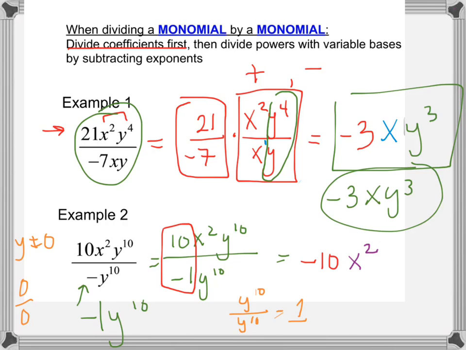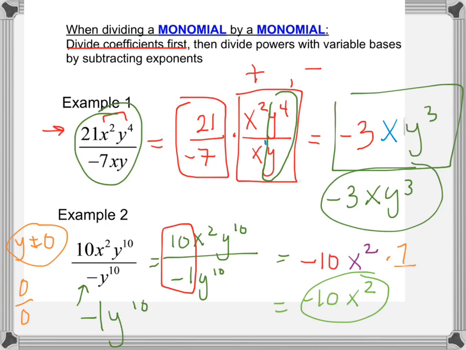Okay, but you can also think of that as the quotient of powers rule. So you'd keep the base of y, and you'd subtract 10 from 10, and you get y to the 0 power. Well, as long as y is not equal to 0, y to the 0 power is 1. Okay, so all in all, you'd have this monomial as a result. Okay, but 1 times anything is just itself, so really the answer is negative 10x squared.